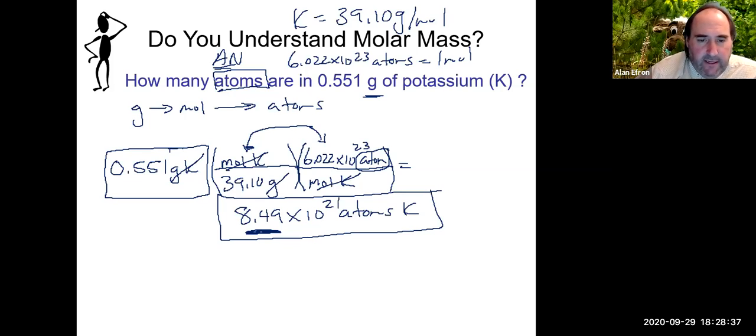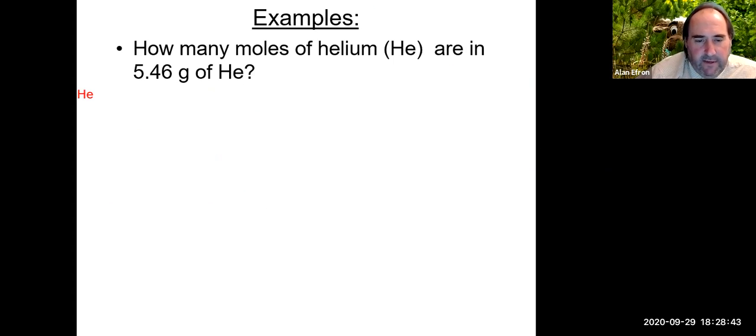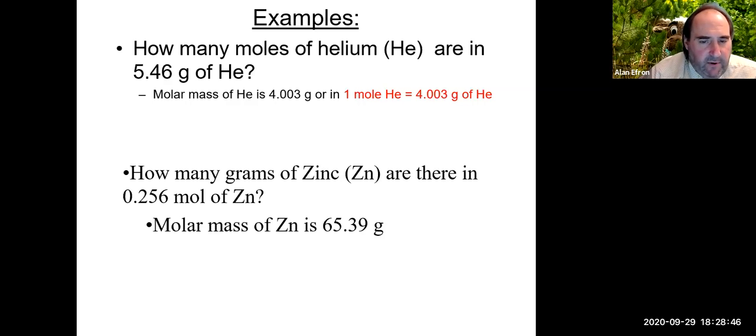All right, try a couple more here just to make sure. So give these two a go. How many moles of helium and how many grams of zinc in these two? Let's see what you come up with.